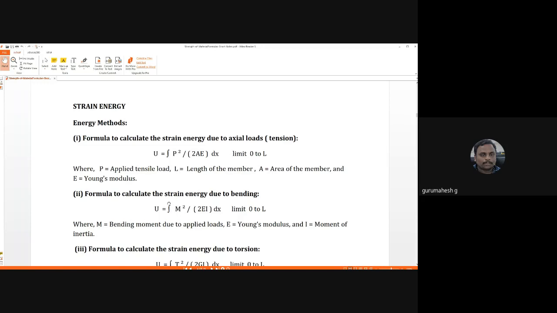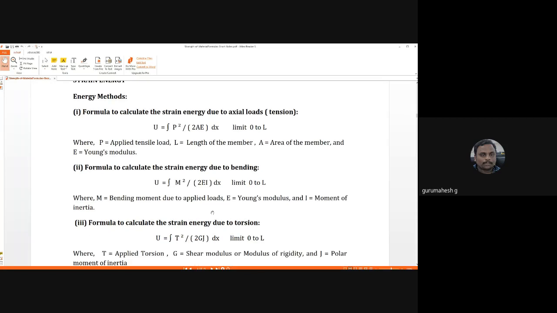So where M is equal to the bending moment. Here we are using AE, area into Young's modulus. For bending, we take the moment of inertia of the object, I into E, dx. Like that, we calculate the strain energy for a body subjected to bending.